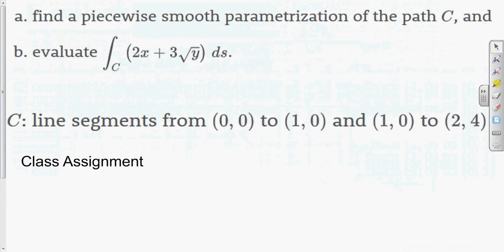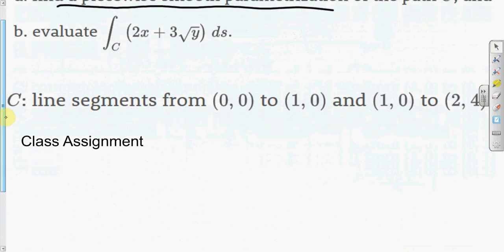This line segment C is given as piecewise. See, it goes from 0, 0, then it jumps to 1, 0, and then it jumps from 1, 0 to 2, 4. So here, find a piecewise smooth parametrization of the path C. So we need two different paths. I need R1 to represent what's happening here, and then R sub 2 to represent what's happening over there.